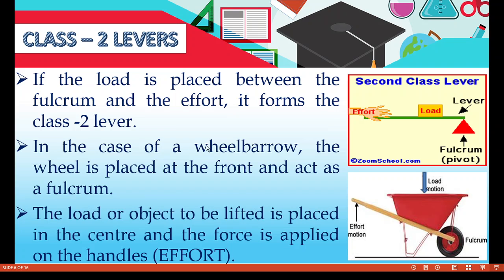Now we must understand thoroughly what we mean by class 2 levers. Whereas in the case of class 1 levers, what do you know? The fulcrum lies between the effort and the load. Here the load lies between the effort and the fulcrum. Now we'll move on to the next slide.